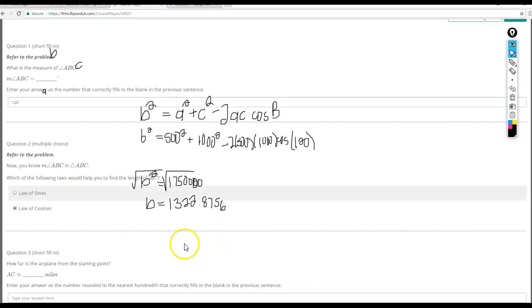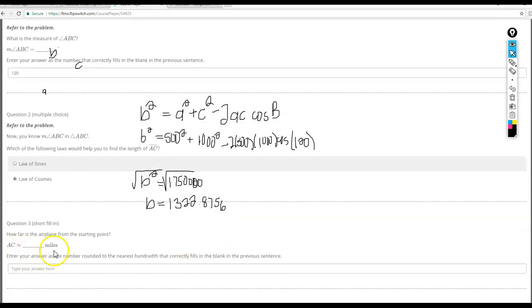So, enter your answer as the number rounded to the nearest hundredth. Alright, so then I need to round to the nearest hundredth. So this is the hundredth place, so I go to the one in the thousandth place, and I ask myself, is it 5 or higher? Yes. So then that means I need to round up to an 8. So that means that it traveled 1,322.88 miles.